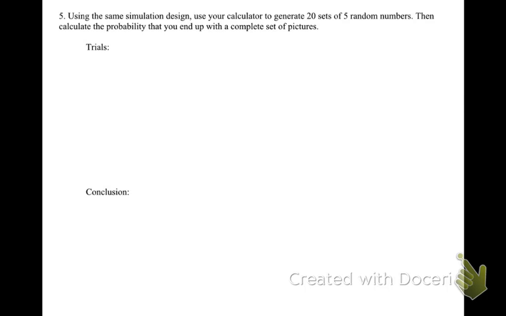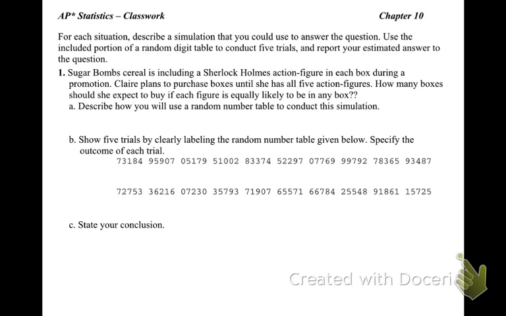So this one's going to be assignment for tonight. So let's look at this next worksheet. It's more practice with numbers tables. For each of these situations, we're going to describe a simulation that could be used to answer the question. We're going to use the included portion of the random digit table to conduct 5 trials and report your estimated answer to the question. Okay.